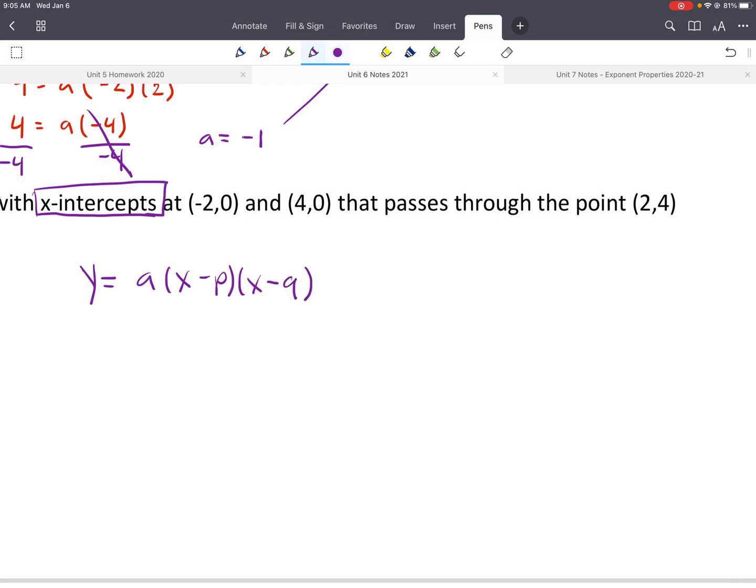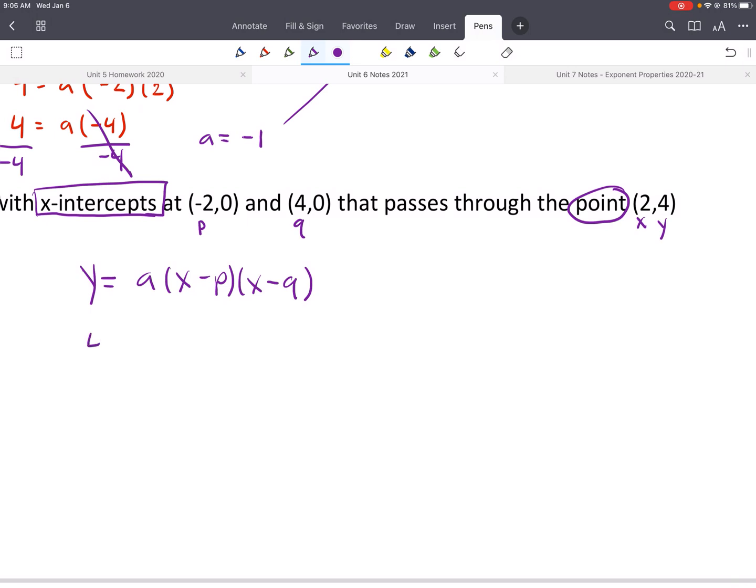I expect you to label your x, y, p, and q. So here's our p, here's our q, here's an x and a y. Again, whenever you get a random point, that's what you're using for your x and y. And then you just need to plug everything in.